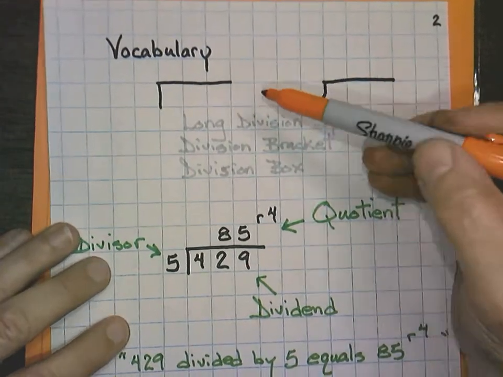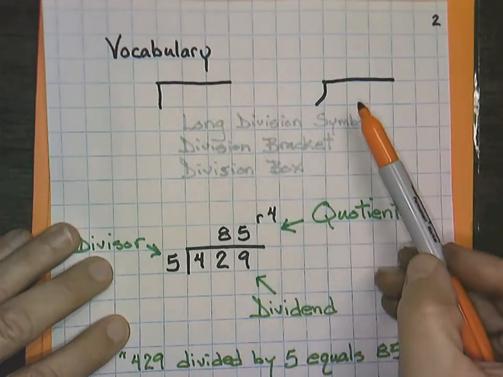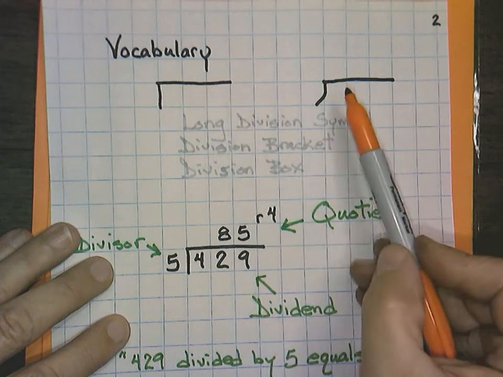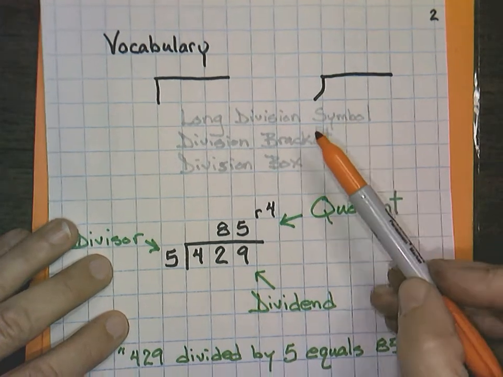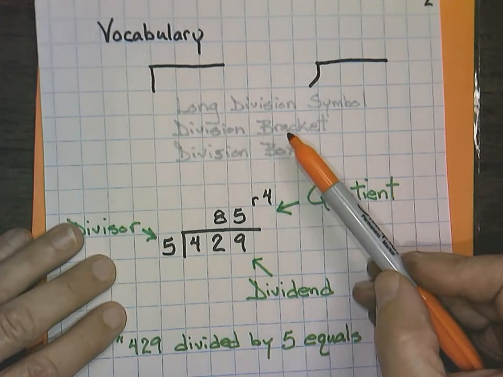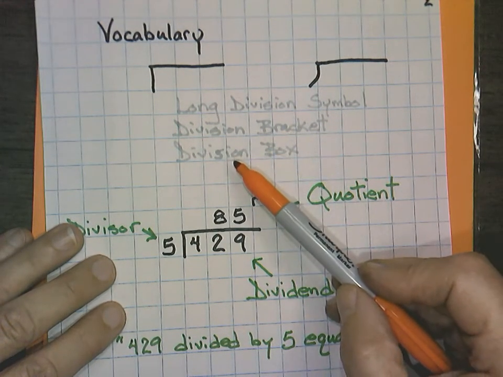For some vocabulary, remember we're using long division, and they would refer to this box, or sometimes the box has this curve, as a long division symbol. Sometimes it's referred to as a division bracket. I like to call it division box.